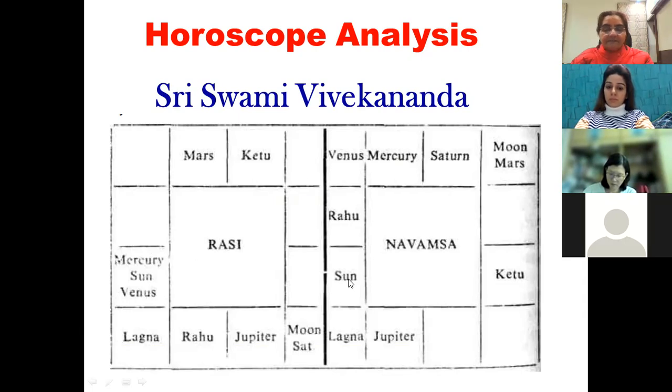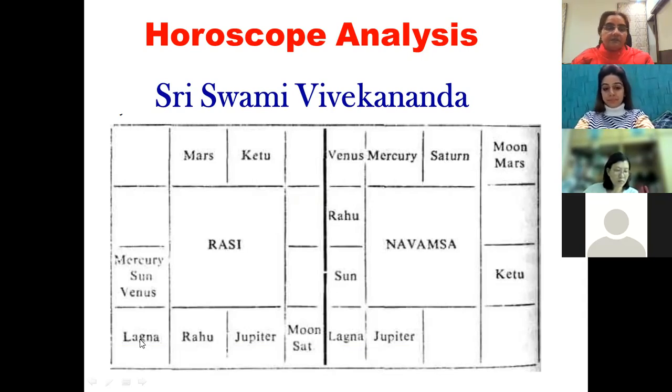Are you getting it? Sun here is in Capricorn. In the Navamsa chart, it is also in Capricorn. So Sun is Vargottam, Lagna is Vargottam. Any other planet? We'll check like this. It is easy in this chart to check. No other planet is Vargottam.